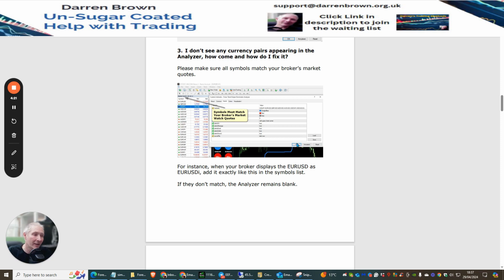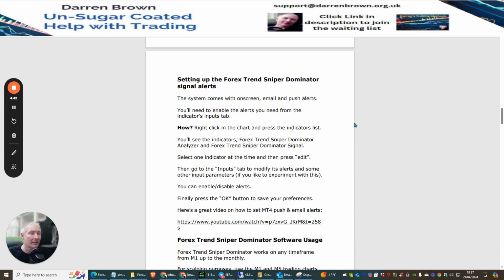Otherwise, it's not going to be able to connect to your broker or to your exchange or to your MT4 account. And you'll see here, it's just going to go over pretty much what I've just said. For instance, when your broker displays Euro USD as Euro USD, add it exactly like the symbol on the list. If you don't match, the analyzer will remain blank.